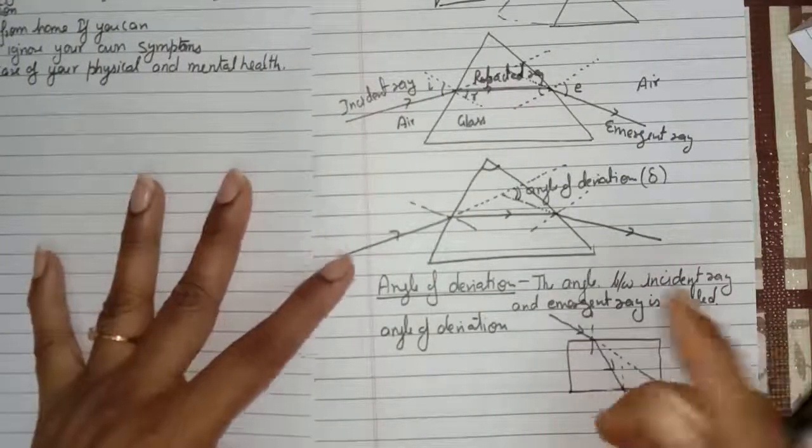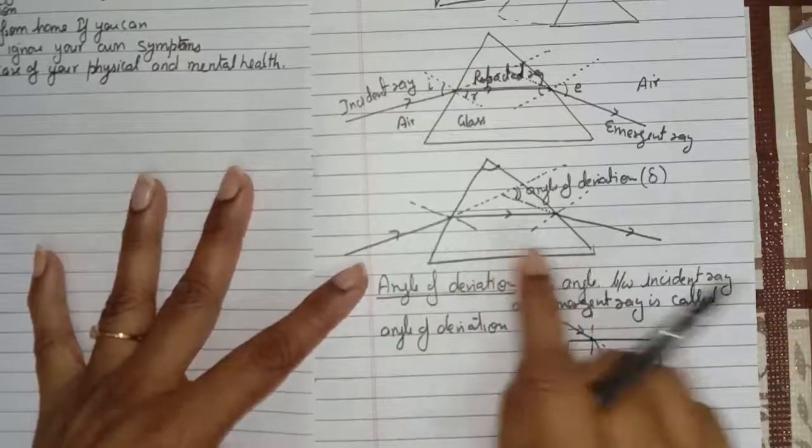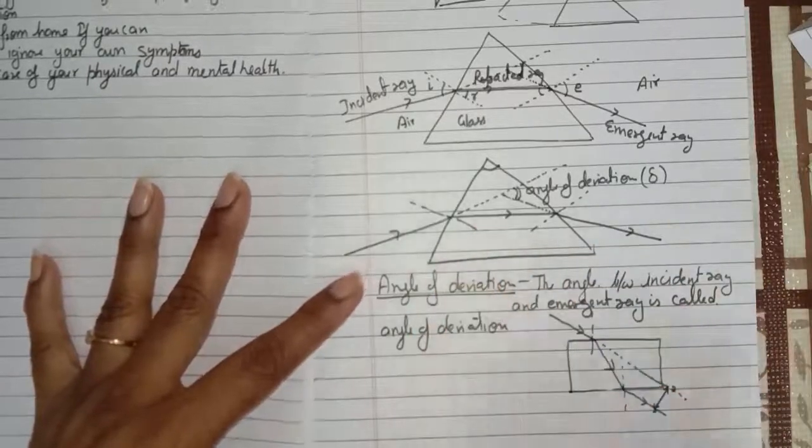Okay, now for the white light. What happens when the white light passes through the glass prism? Let's try to understand it. If you get any problem in any part, you can ask in your group. Now, the dispersion of the light. You know the dispersion of the light?